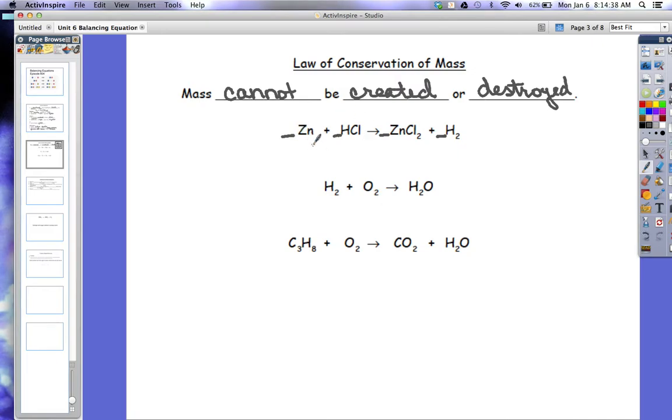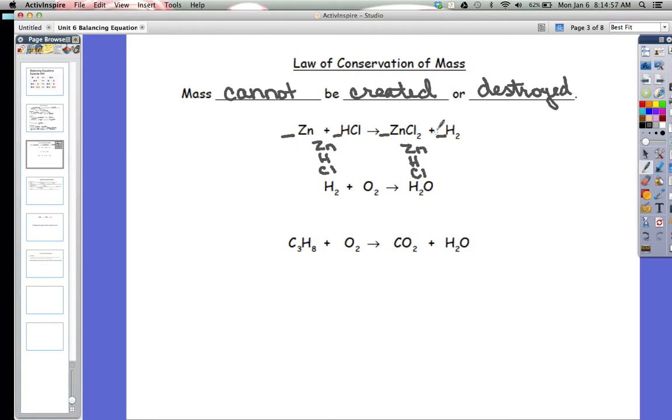So the best thing to do is make an inventory of what you have. You have zinc over here, you have hydrogen over here, and you have chlorine over here. And over here we have zinc, hydrogen, and chlorine. It doesn't really matter which order we go in. Now I will tell you, you probably want to balance hydrogens last. Hydrogens and oxygens you balance out last. So if I have zinc over here, I have one zinc here and I have one zinc here. So I can put a 1 here and a 1 here. That's balanced. Chlorine, I have 1 here, but I have 2 over here.